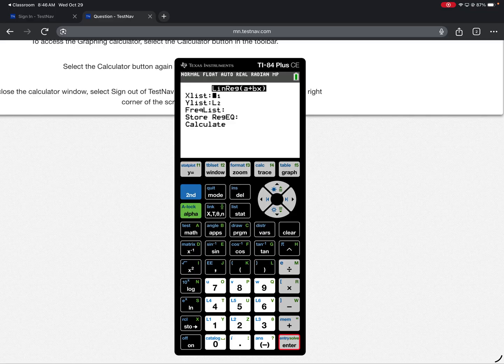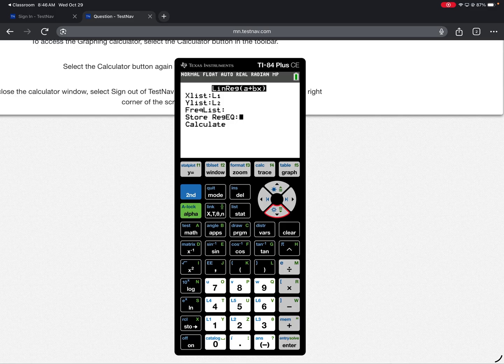Now notice that it says your X's are L1. Is that true? From our table, is that what we want? Yes. And our Y's are L2. Is that true? Yes. Make sure that it's correct, okay? Now, before you do anything else, we want to store this equation. This is very important that you do this because otherwise you're gonna be causing yourself a lot of work.